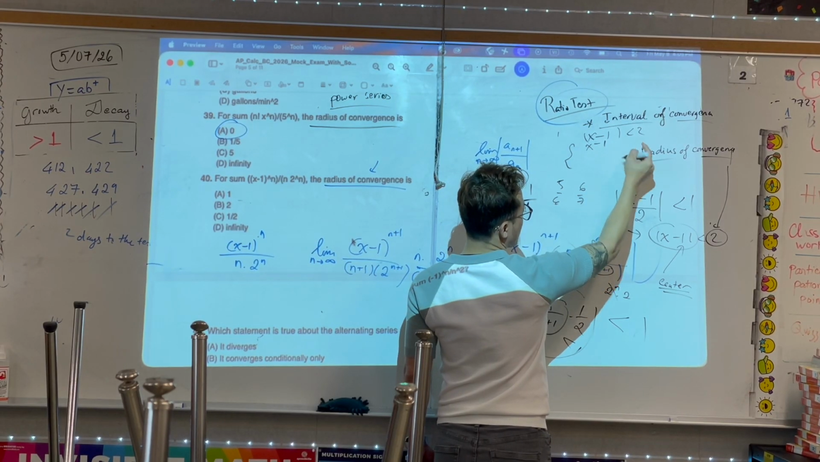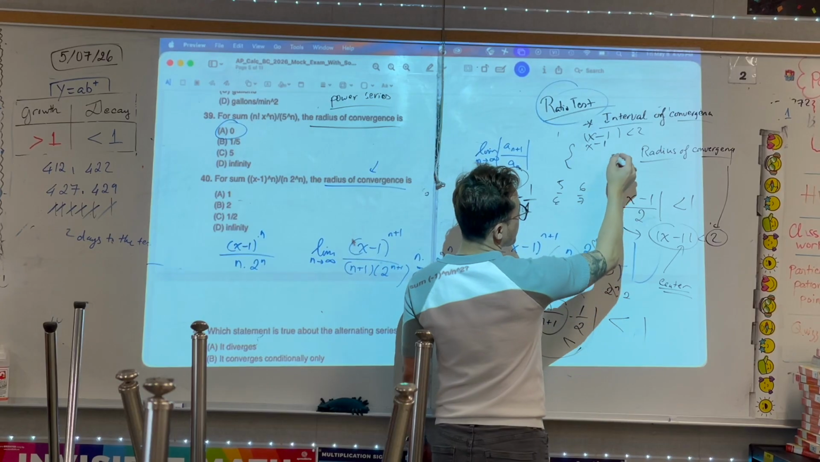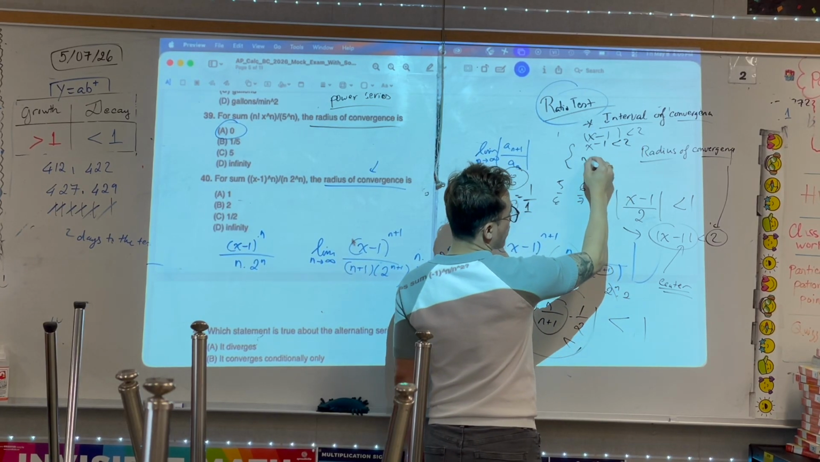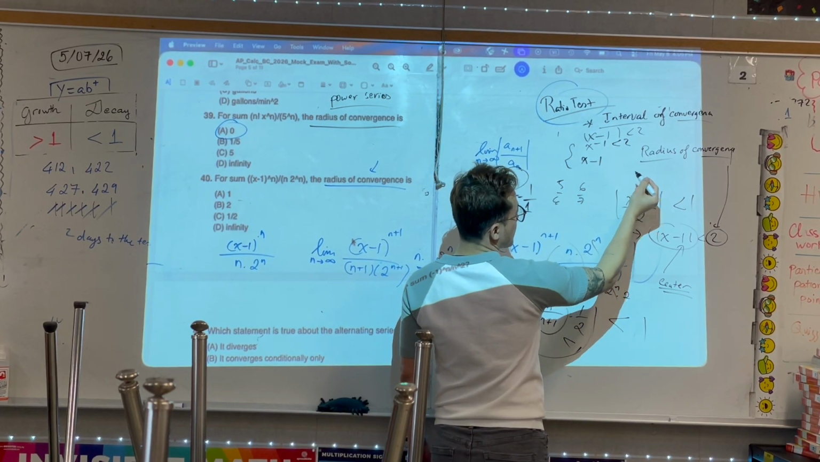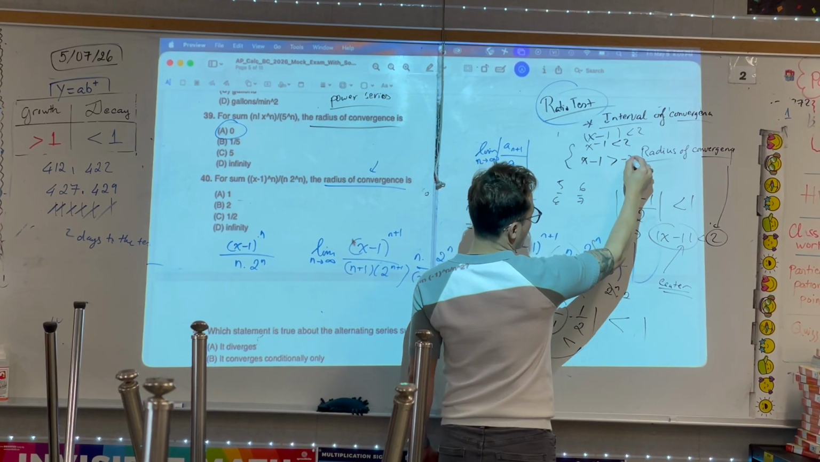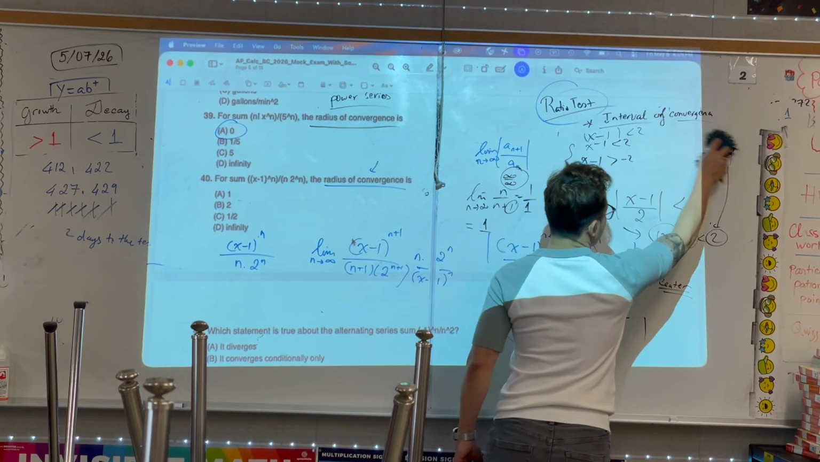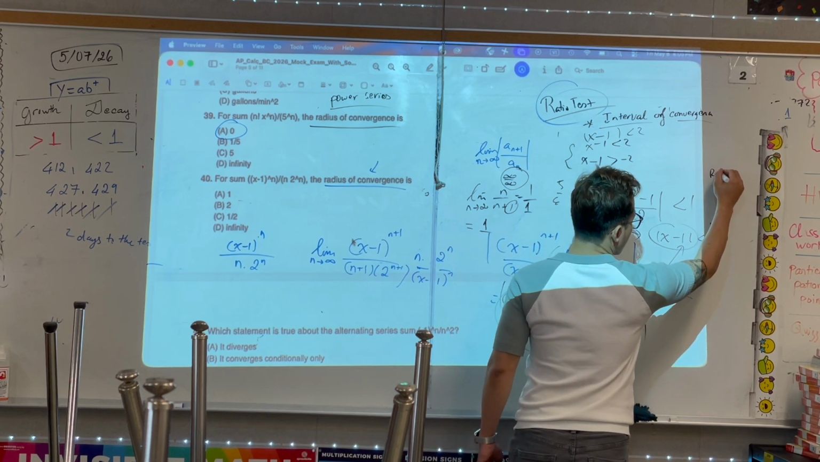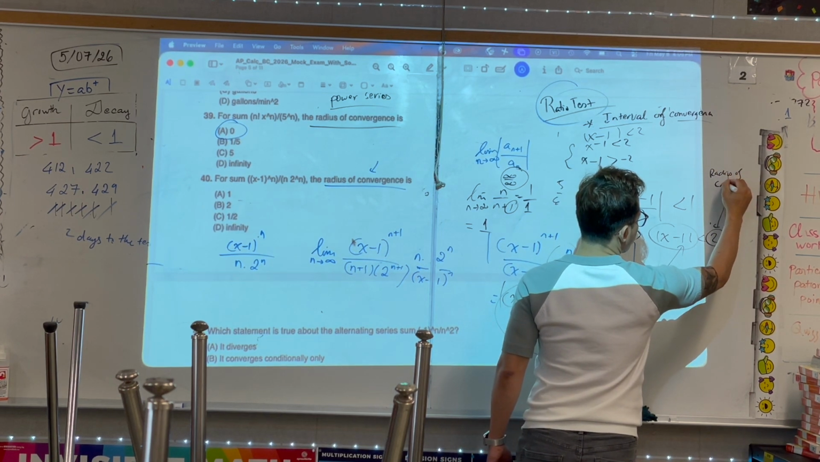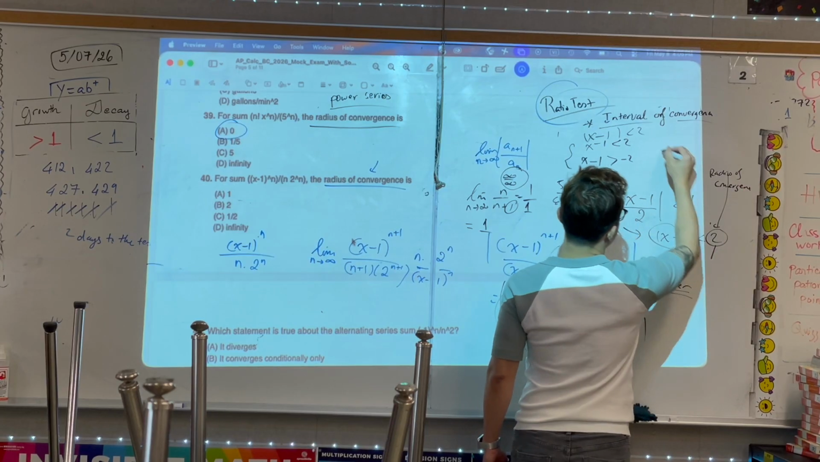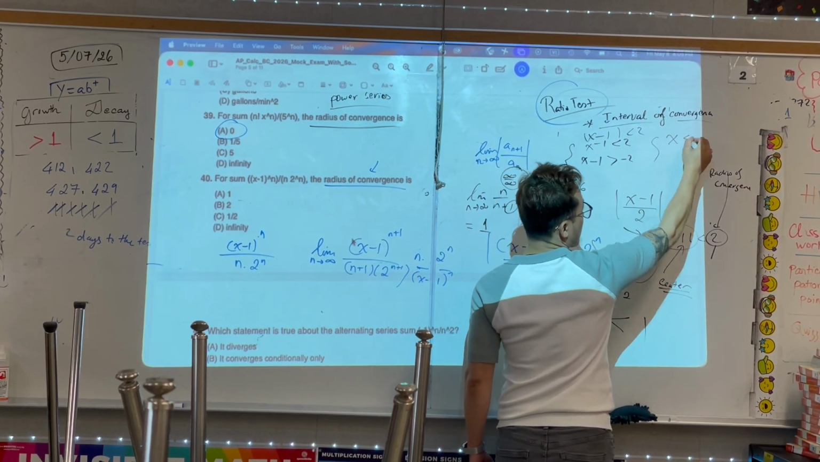Greater than. Keep them the same. Less than 2. Now the second one you're going to flip everything. Now it's greater than negative 2. That's right. Okay, solve this. Remember this is the radius of convergence. So solve this, what do you have? x less than?